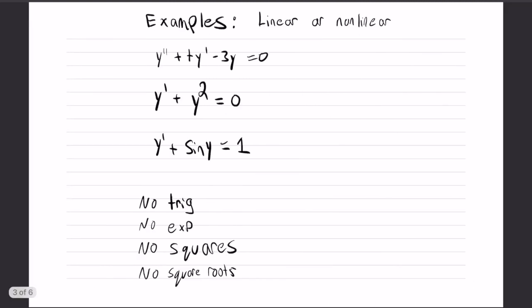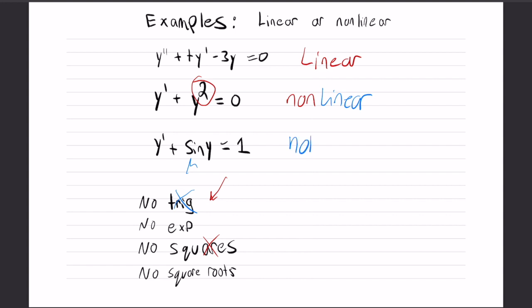So we have examples. For these examples, we have to follow these rules. For the first one, we have no trig, no exponentials, no squares, and no square roots, which makes this first example linear. For example number 2, we see that we fail already by using a square. We can't have squares, so this is going to be nonlinear. For the third example, we have a trig, and we can't have trig. Everything else looks good, but no trig, so this is going to be nonlinear.